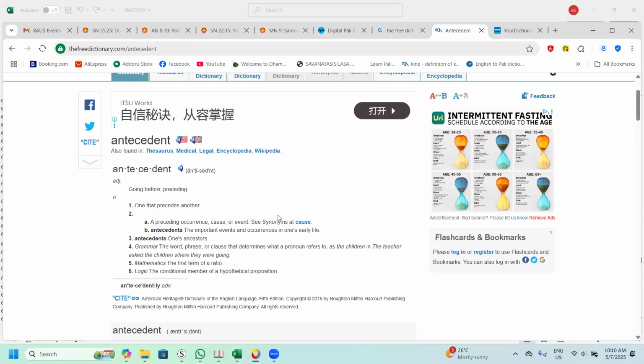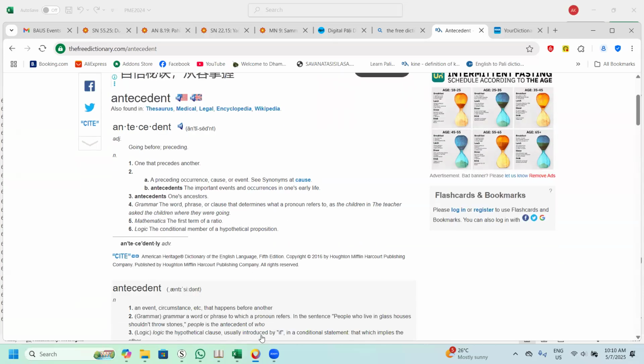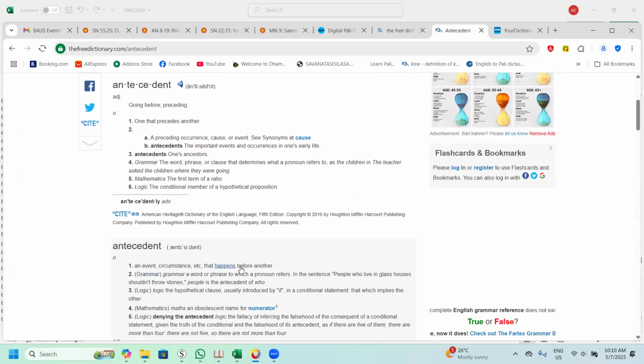In this case, another meaning of antecedent here is a synonym, at cost. Also at cost. So you have multiple meanings here. We don't have to follow exactly as long as we know. I say here, if you take an event that happened before, in this case it's not. But grammar, a phrase to which the pronoun is referred. So it should be number two. It means a grammar, a word or a phrase which the pronoun refers to.